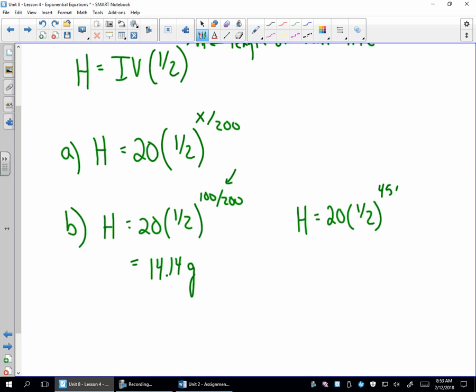which is more than a half-life. It's more than 2 half-lives, in fact. 2 and a quarter. You should get 4.2 grams. So that makes sense. So it's cut in half more than twice.